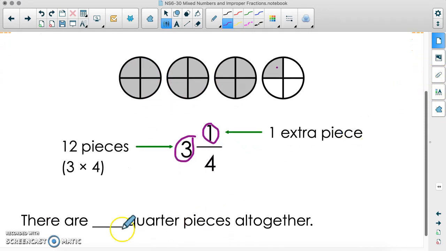So there are how many quarter pieces altogether? There's 13. So to find this, all I've done is I've taken this 4, I've multiplied it by the 3 to get 12, and then I added the extra piece. So 4 times 3 plus the 1 gives me 13 quarter pieces all together.